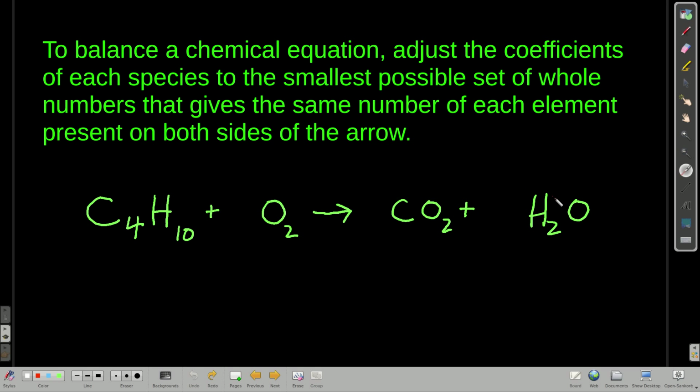So, many times you will not have a balanced chemical equation, but rather you will have to balance it yourself. So here's how you do it. All you do is you adjust the coefficients, that is the numbers in front of the formulas, so that we have the same number of each element on both sides. Same number of atoms of each element.